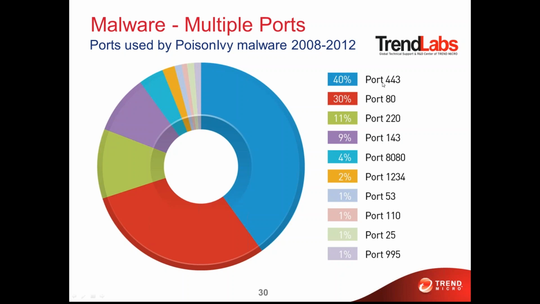One thing to note, obviously 443 being SSL, you need to make sure you can do SSL inspection. If you're using our WebGate, you can decrypt SSL communications and then check the payloads there. But just looking at web, you would miss all of these additional protocols. Obviously 8080 is web, but all of these additional ports would be missed.